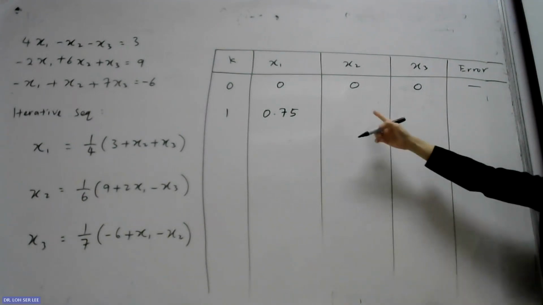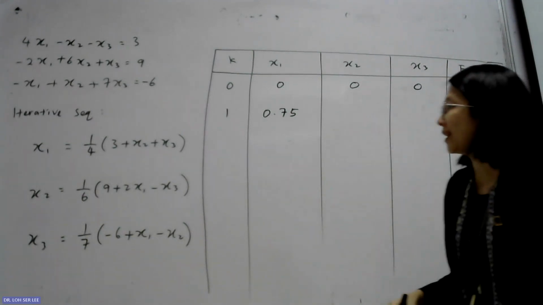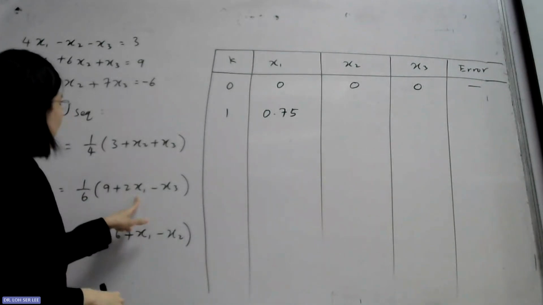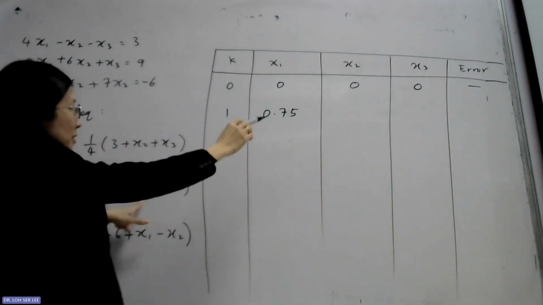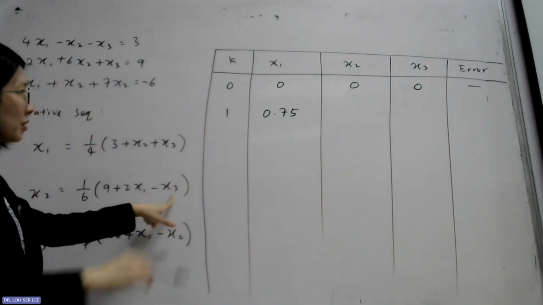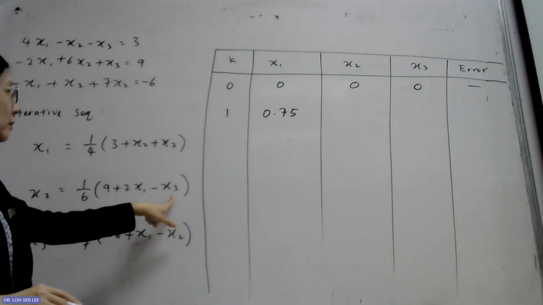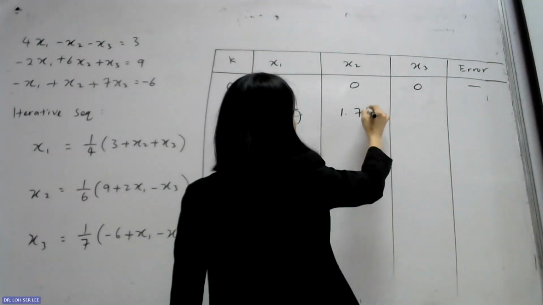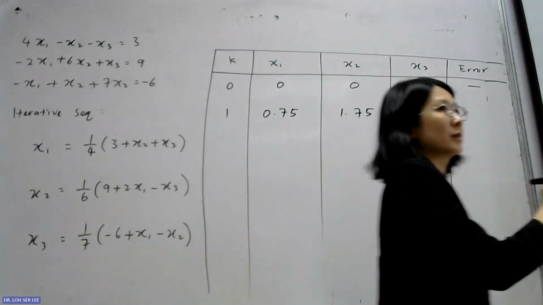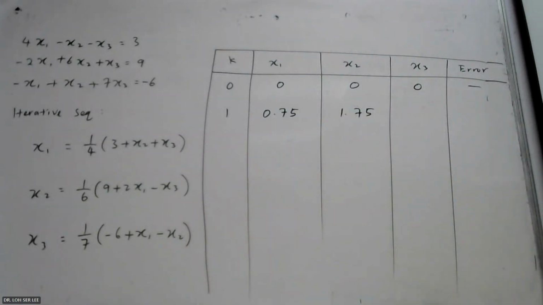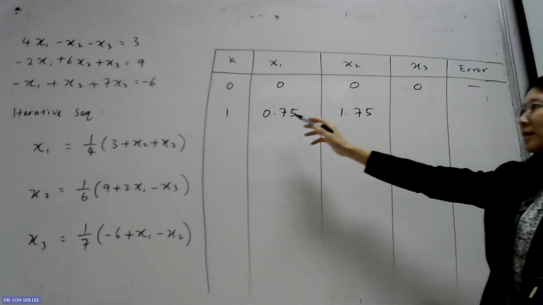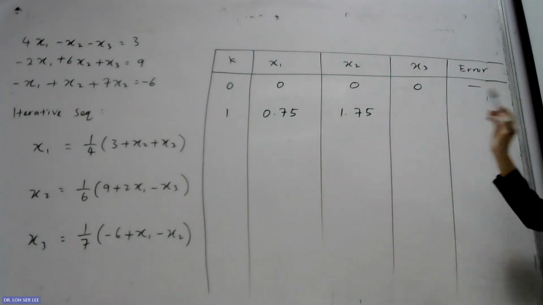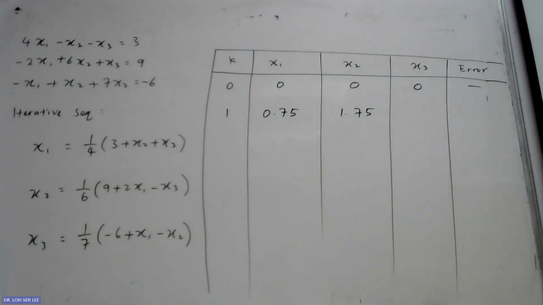Okay, so x2. To get x2, you need x1 and x3. So x1 is 0.75, x3 is 0. So what do you get? 1.75. Yes. Then use the latest ones, 0.75 and 1.75, to compute for x3.